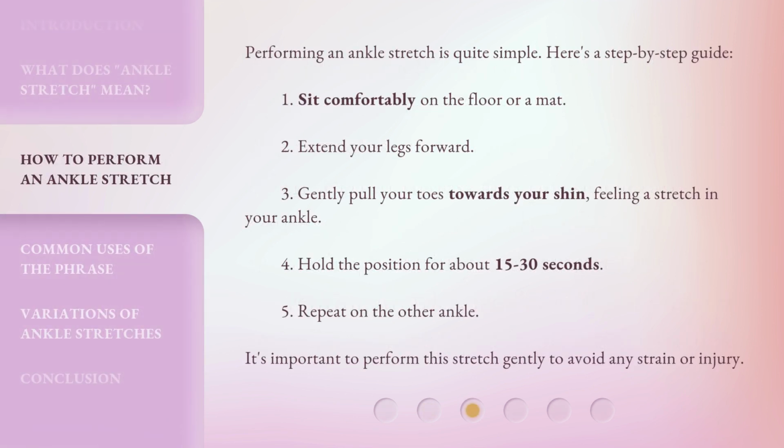Performing an ankle stretch is quite simple. Here's a step-by-step guide. 1. Sit comfortably on the floor or a mat. 2. Extend your legs forward. 3. Gently pull your toes towards your shin, feeling a stretch in your ankle. 4. Hold the position for about 15 to 30 seconds. 5. Repeat on the other ankle. It's important to perform this stretch gently to avoid any strain or injury.